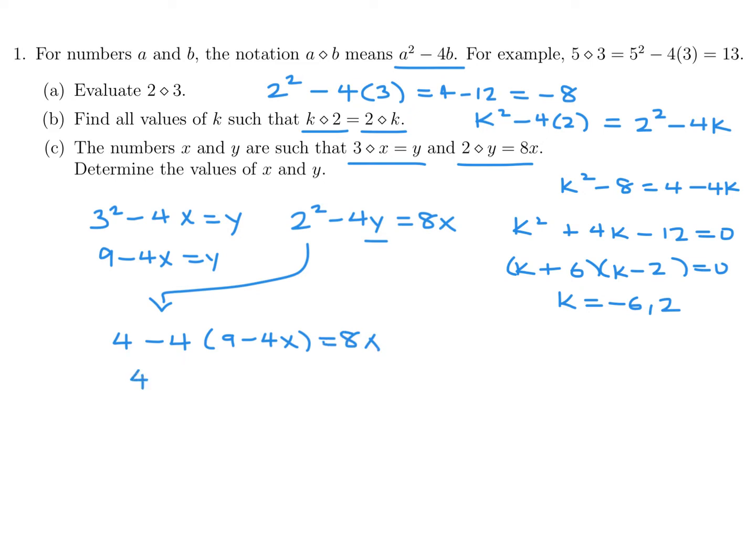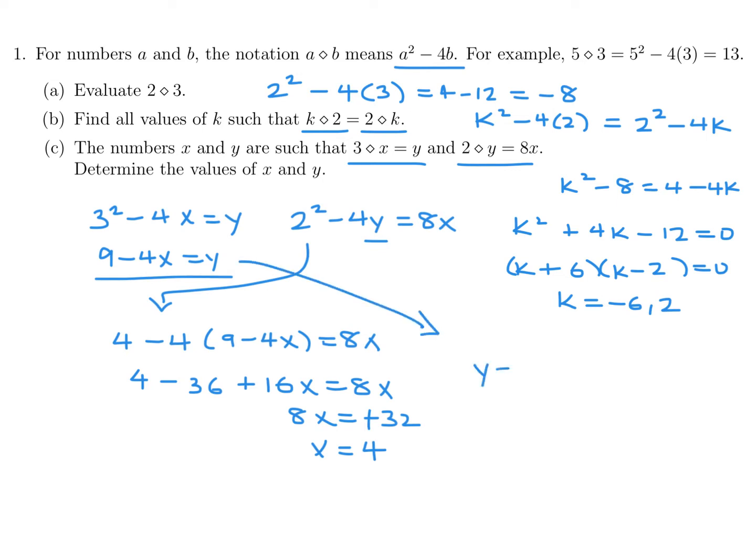So this is going to be 4 minus 36 plus 16x is equal to 8x. So 8x is equal to minus 32, I think. So therefore x is equal to plus 32, because it would be minus 32 on that side, and when I brought it over, it would be plus 32. So x is going to be 4. And then to get the value of y, substitute it into there. So y will be 9 minus 4x, so y is going to be 9 minus 16. So y is equal to negative 7. And there you go.